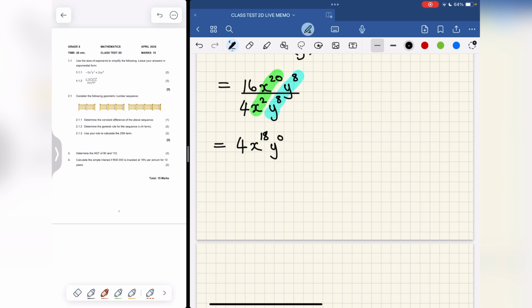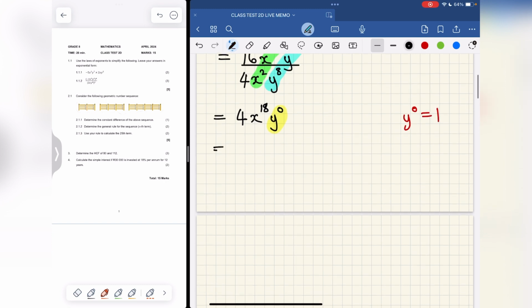Okay, so please pay attention here. This particular power, of course, we know that anything raised to the power 0 is 1. So y to the power of 0 is equal to 1. So I know then I can simplify this further and say, well, since that is 1, I will simply be left with 4x to the power 18 times 1, which is just 1. So you don't need to write it. It's gone because you don't need to show the 1, because 4x to the power 18 times 1 will just remain 4x to the power 18.